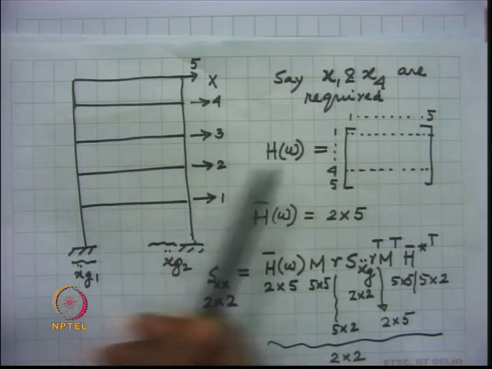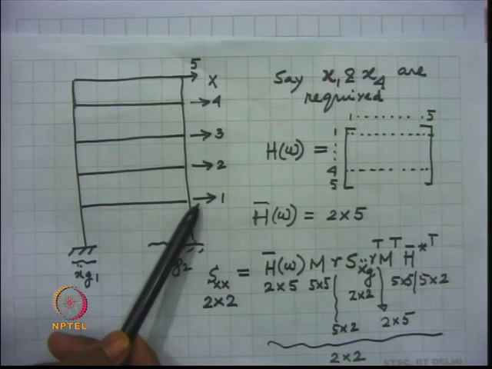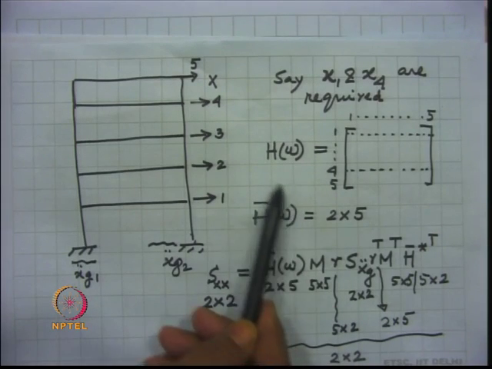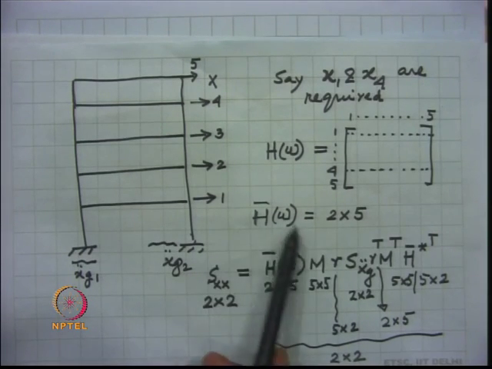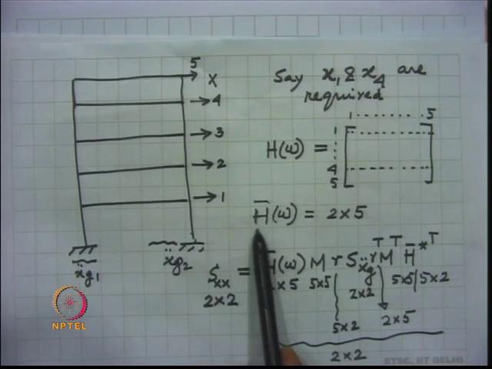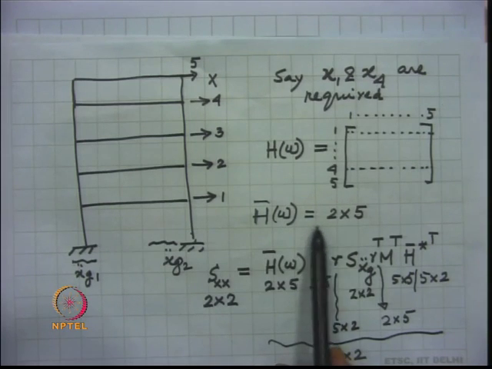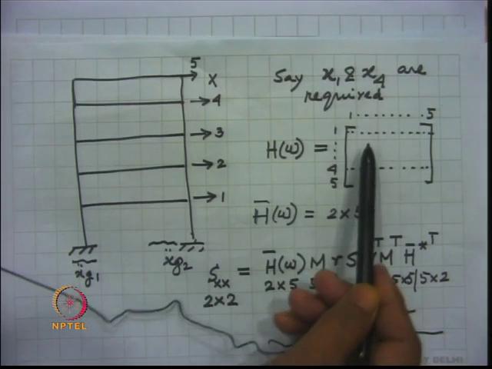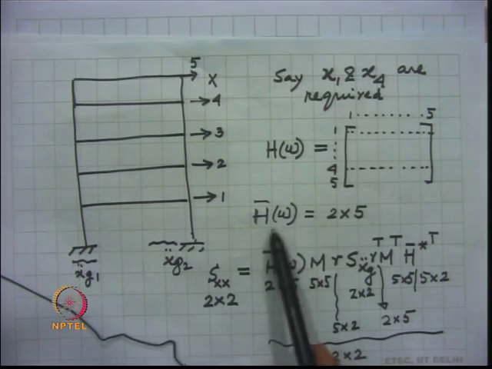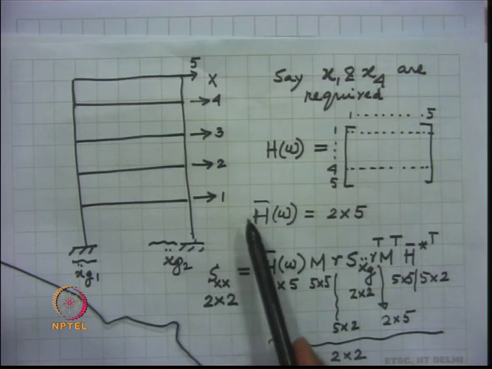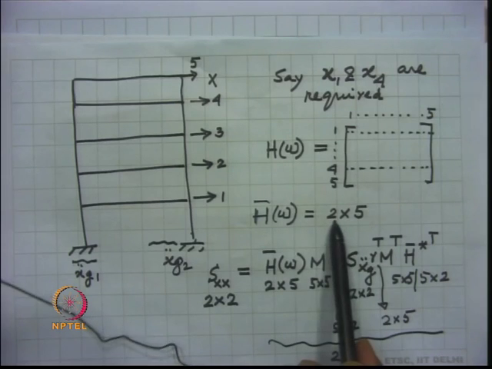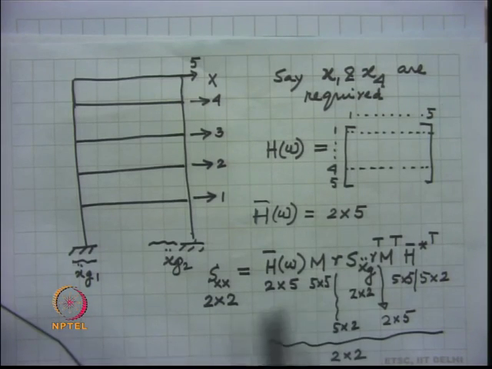Now say we are interested in only the responses x1 and x4. In that case, we can have a reduced frequency response function matrix, which will be called H bar omega, of size 2 by 5. That is, we can select the first row and the fourth row and make a modified H omega matrix called the H bar omega matrix, and its size will be 2 into 5.